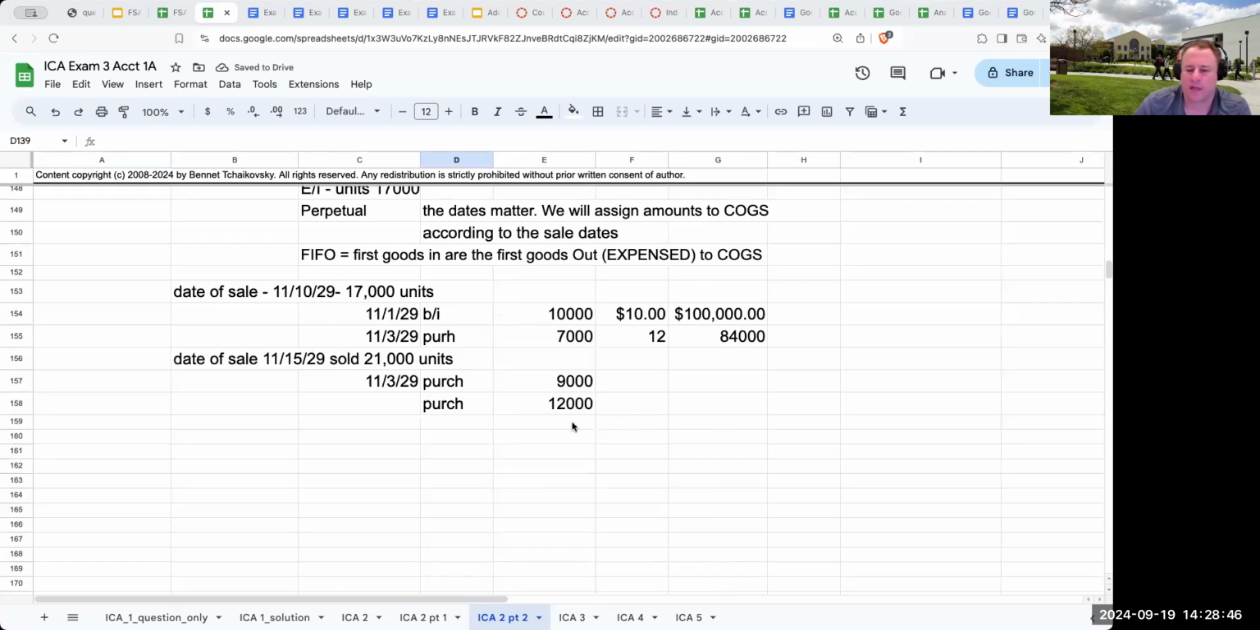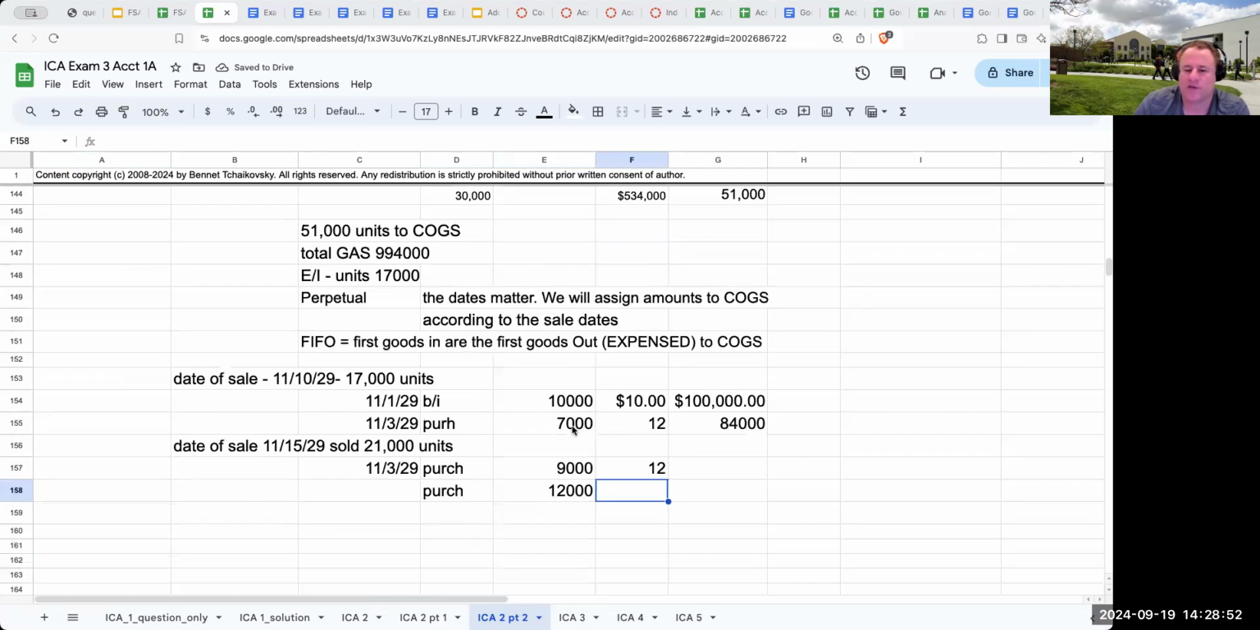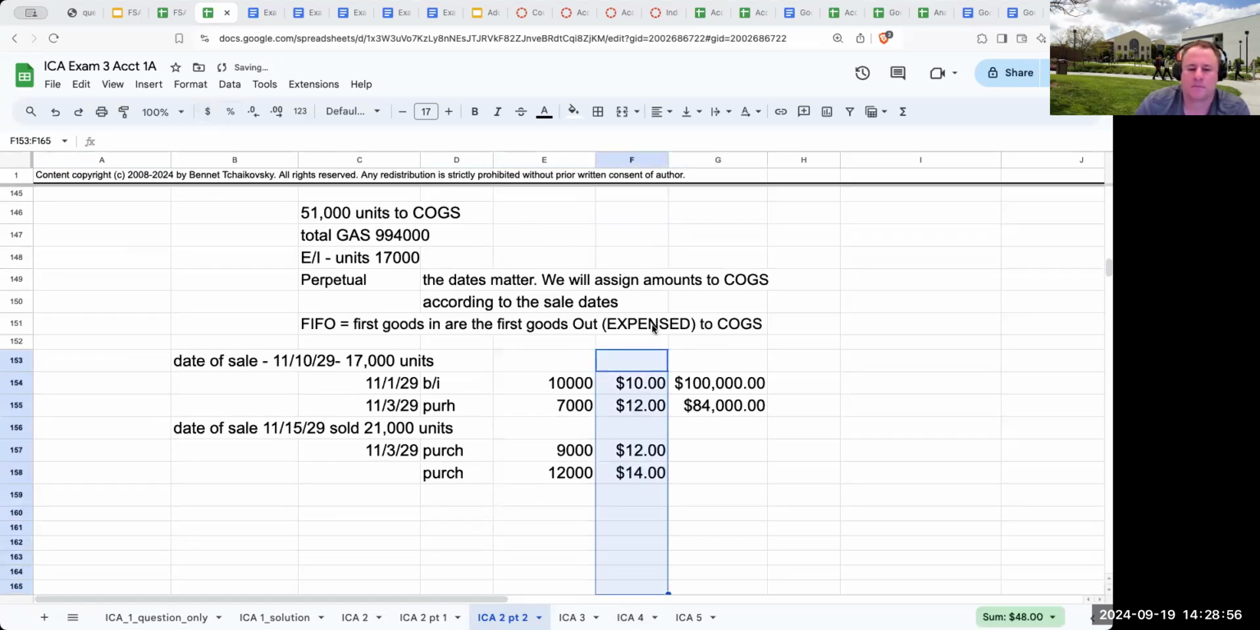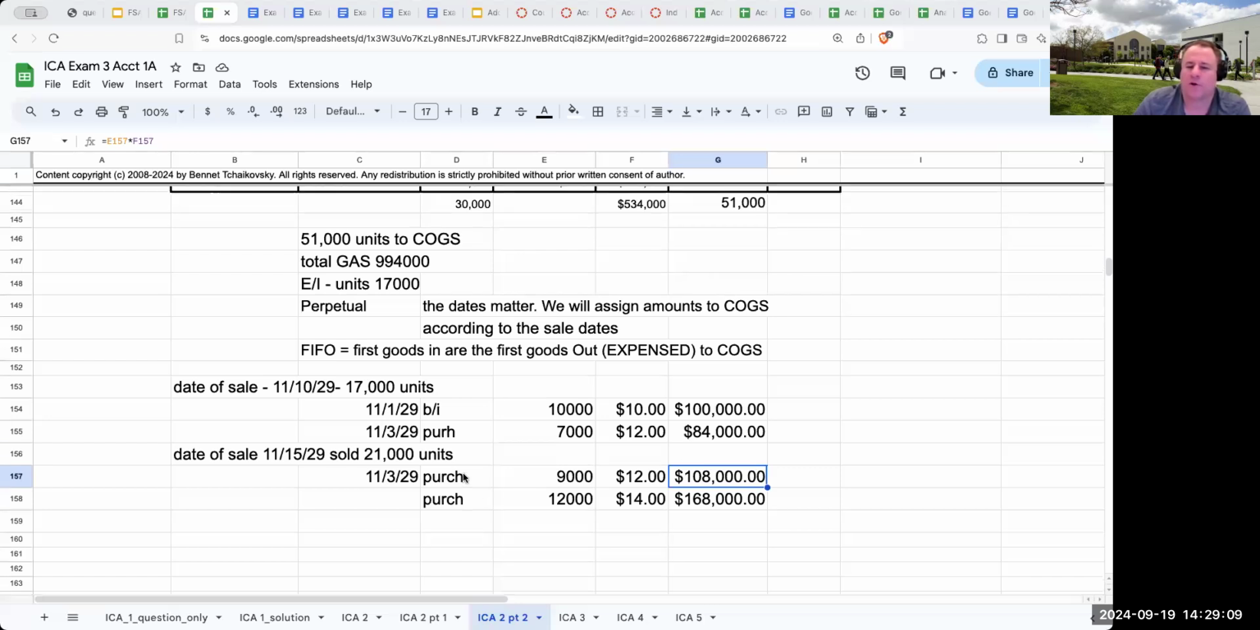So coming right over here, got a total of 21,000 units. So this was at 12, and then this one is going to be at $14 per unit. Okay. So coming right over here. So over here, my total cost of goods sold from this one over here is going to basically be 108 plus 168. So now I'm going to go to my next one.